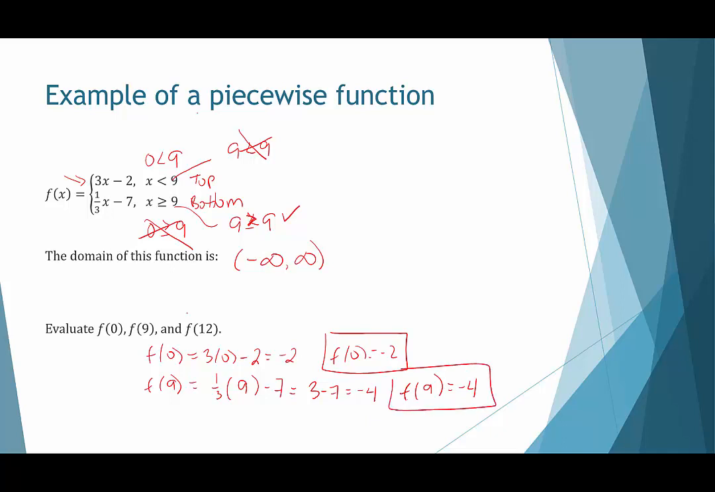And last but not least, 12. So now we have to decide, is 12 less than 9? No. 12 is greater than or equal to 9, so we only plug in 12 to the bottom piece. So f of 12 is going to be given by 1/3 times 12 minus 7. 1/3 of 12 is 4, and 4 minus 7 is -3. So f of 12 is -3.